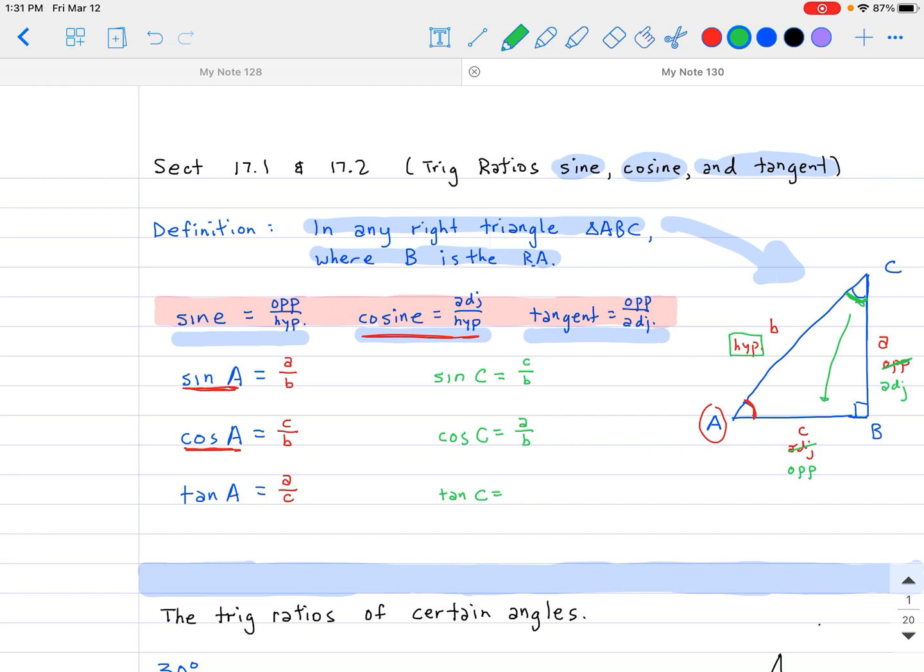So that means that it's going to be C over A in this case. Okay, so you can see, when you first refer to a trig ratio, you have to take the trig ratio of an angle. An angle actually has to be involved. So you can't just say sine or cosine or tangent. It has to be a sine of an angle, tangent of an angle, or cosine of an angle.